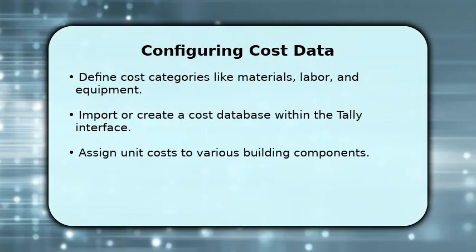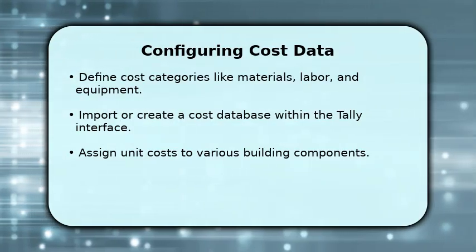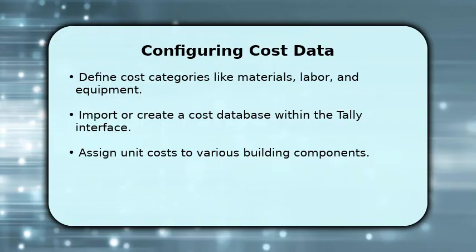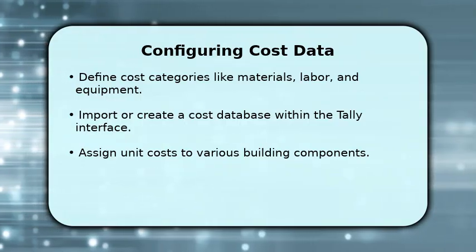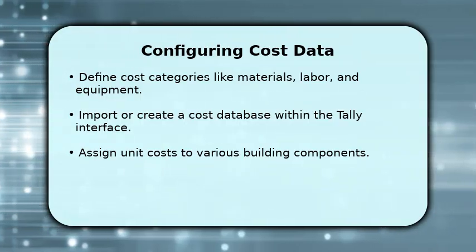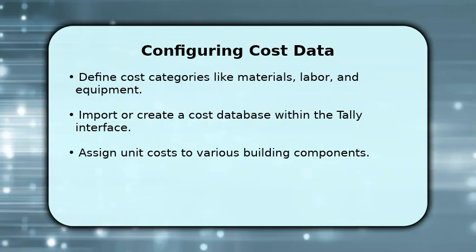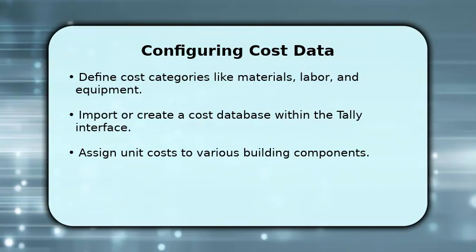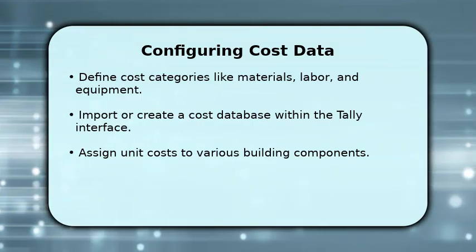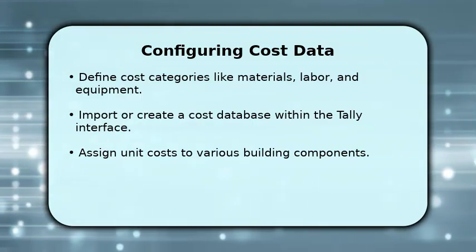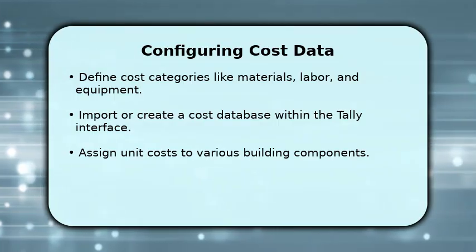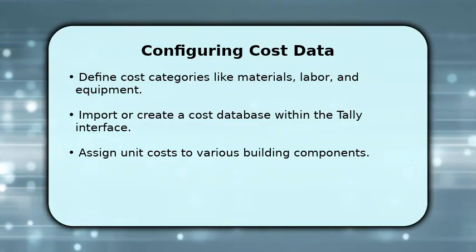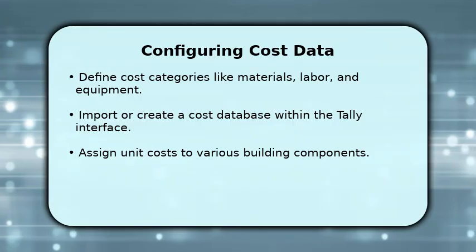To configure your cost data, navigate to the Tally settings. Here, you can define specific cost categories such as concrete, steel, or finishes. You'll then input unit costs for these items, perhaps $50 per square foot for a wall type. Tally allows you to import existing cost databases or build one from scratch, ensuring your estimates reflect current market prices and project specifics.